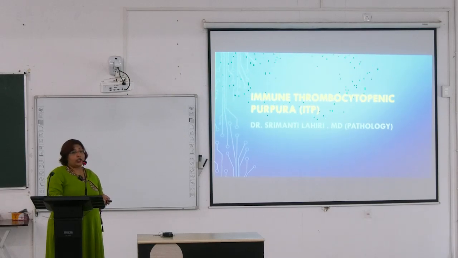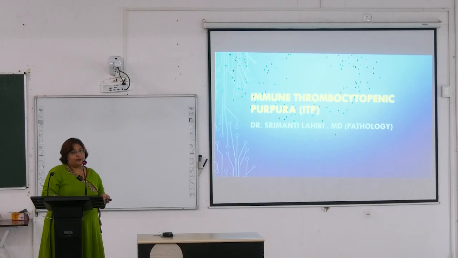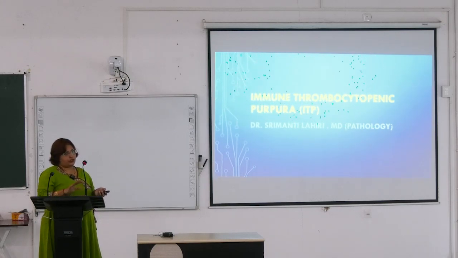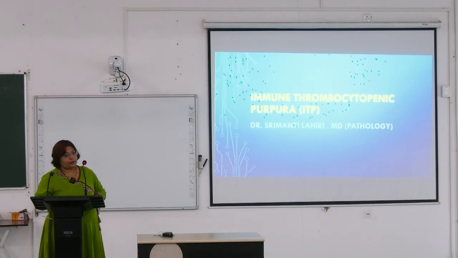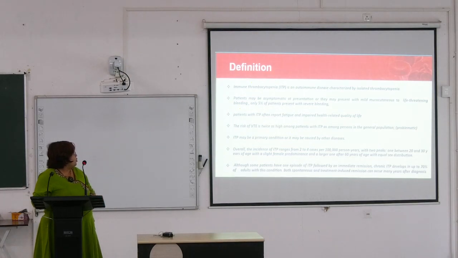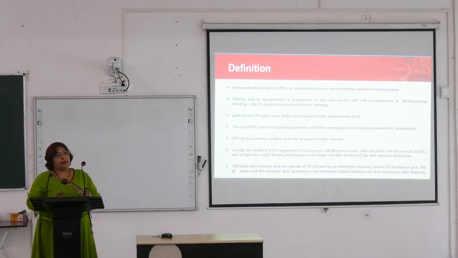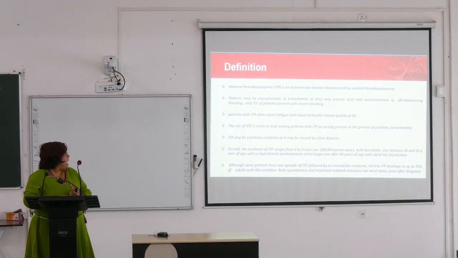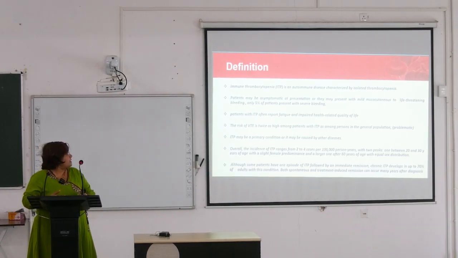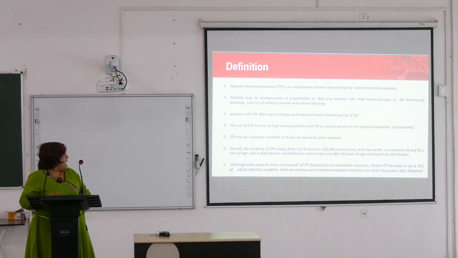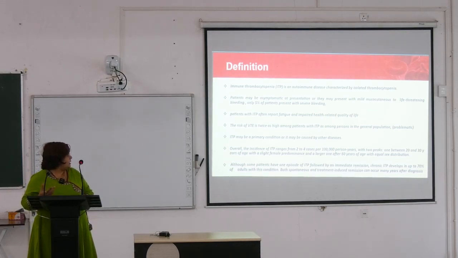Previously it was called idiopathic thrombocytopenic purpura, but as we have come to know the pathophysiology of the disease, it has been named immune thrombocytopenic purpura. It is a purely autoimmune disorder, and the patient may present with mild symptoms like mucocutaneous bleeding or with severe symptoms like intracranial hemorrhage. It has a wide range of presentation, and some patients may complain of fatigue and impaired quality of life, because the recurrent bleeding causes anemia, and that anemia will lead to fatigue.